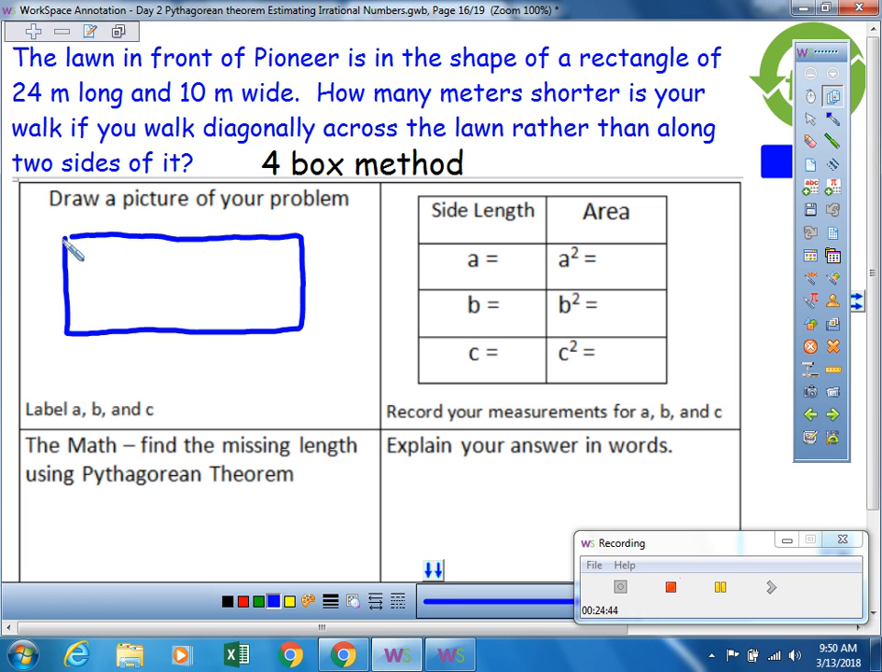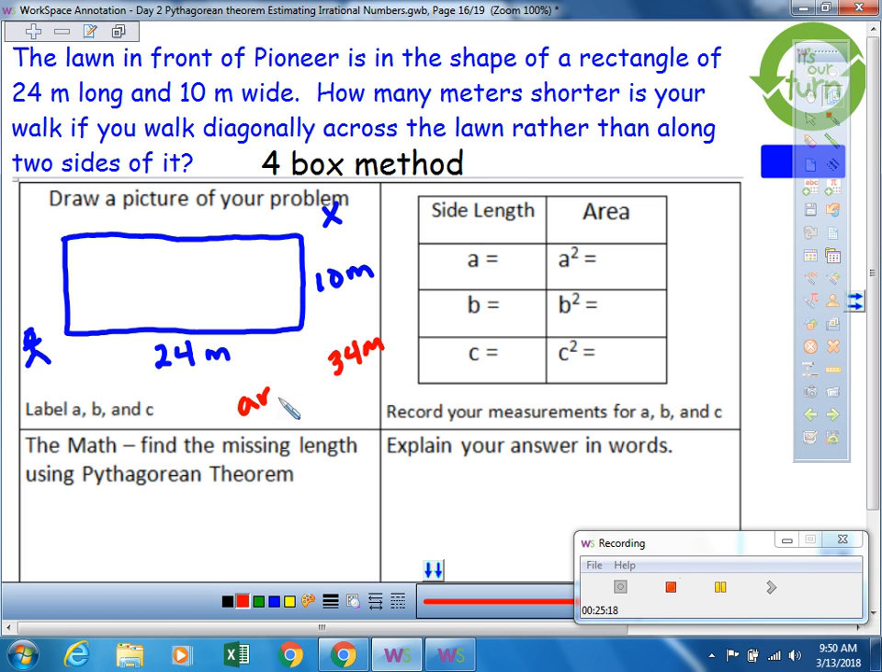So here is my rectangular lawn, and it says it's 24 meters long by 10 meters wide. So if I'm right here, and I want to go over here, what can I do? I can walk around the lawn. I can walk 24 meters this way and 10 meters up, and that would be what? 34 meters. If I walk around, it's 34 meters.